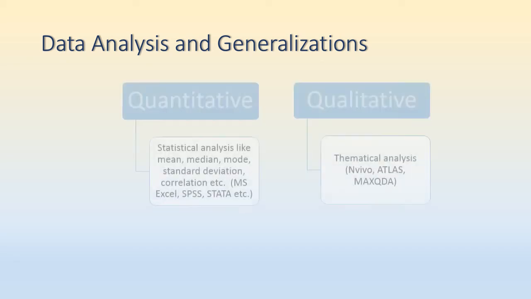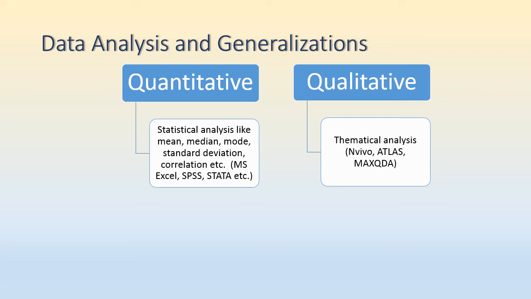Now another step in the research process is data analysis and generalizations. Once we get the data, there are two types of data, quantitative data and qualitative data, depending upon the tools which we have applied. The quantitative data is put to statistical analysis like mean, median, mode, standard deviation, correlation, etc. There is some software also available which analyzes the data very quickly without manual calculations, like MS Excel, SPSS or Stata. These are some of the software used for quantitative data analysis.